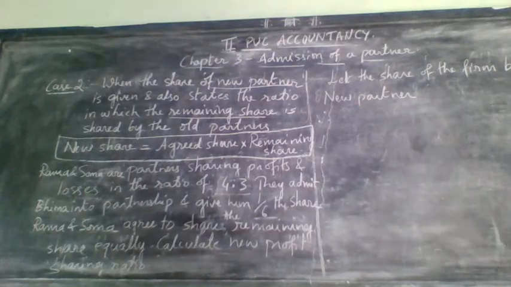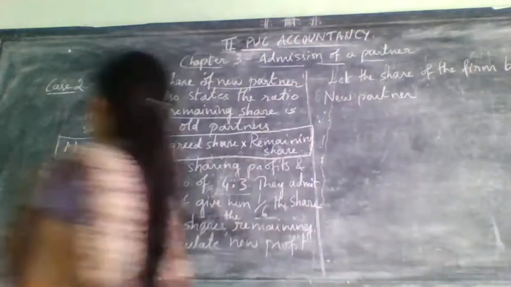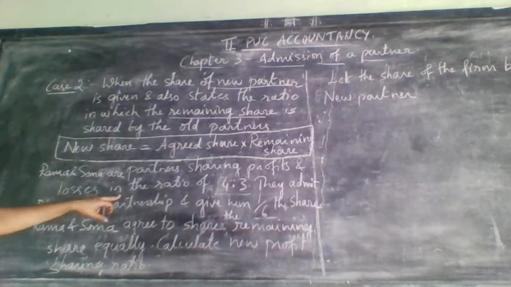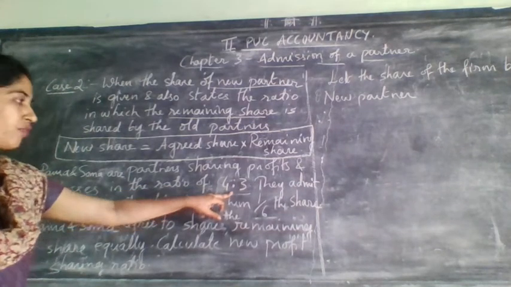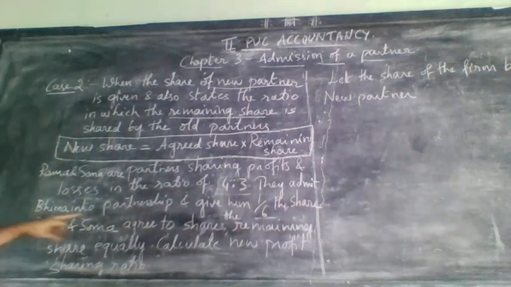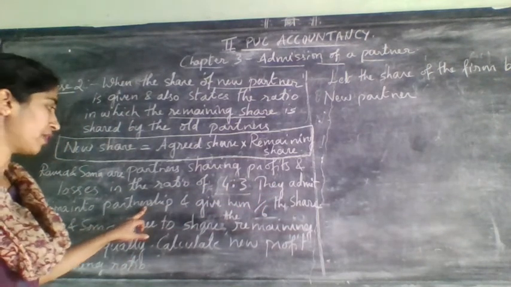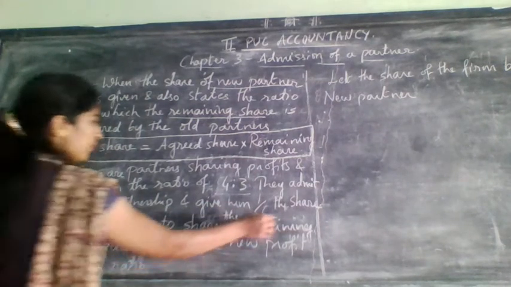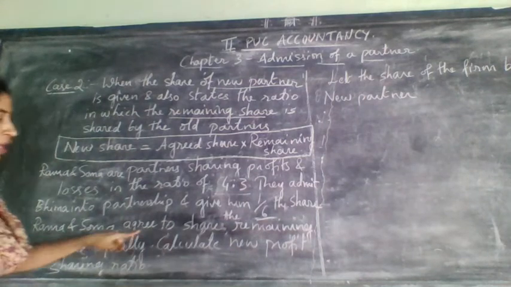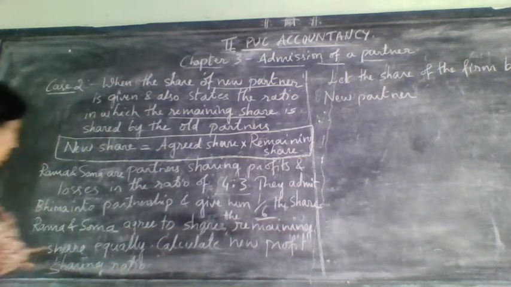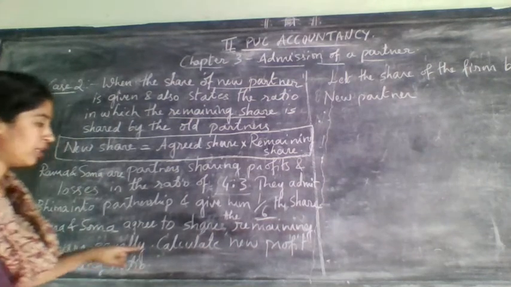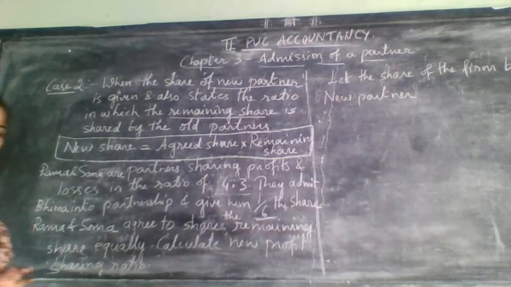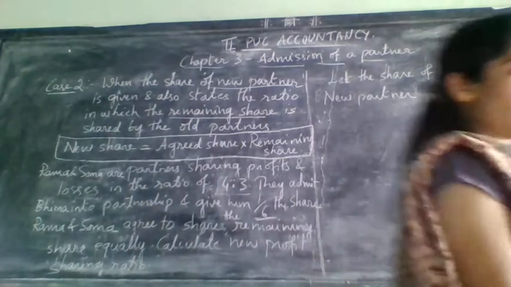Here I gave one more problem. Rama and Soma are partners sharing profits and losses in the ratio of 4:3. They admit Bhima into partnership and give him 1/6 share. Rama and Soma agreed to share the remaining share equally. Calculate the new profit sharing ratio. So what is the first step?